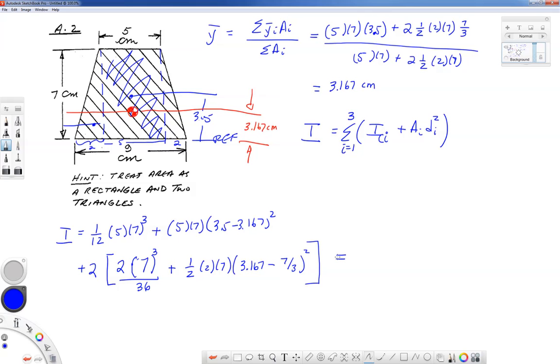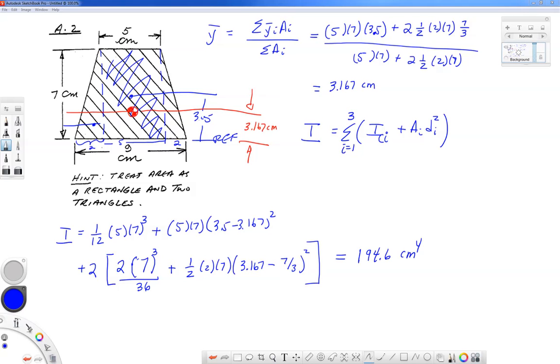Now 7/3, that's 2.33. Okay. And if I put all those numbers together, make sure everything's looking good here, we're going to get 194.6 centimeters to the 4th. All right, and that is our result for that particular shape.